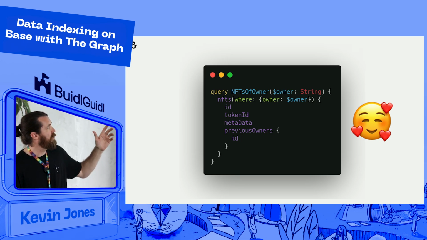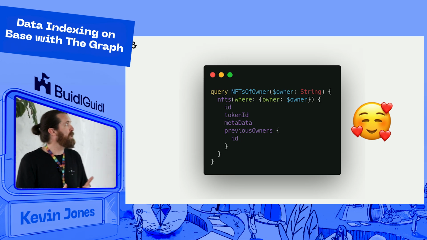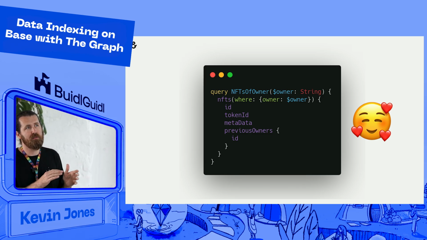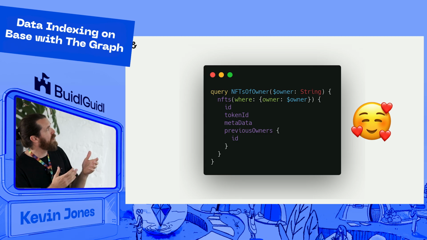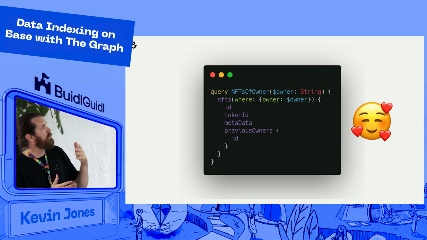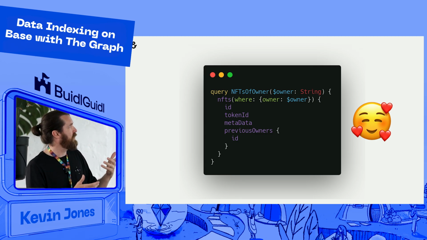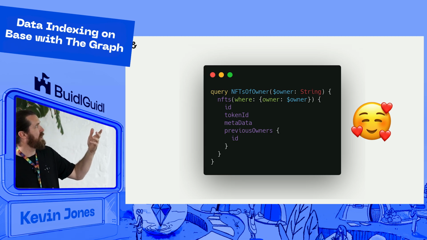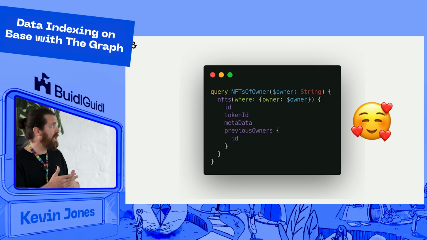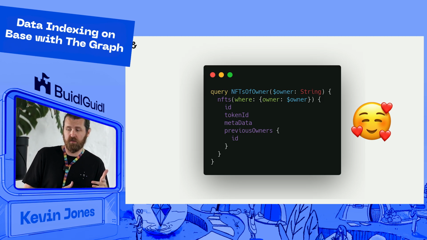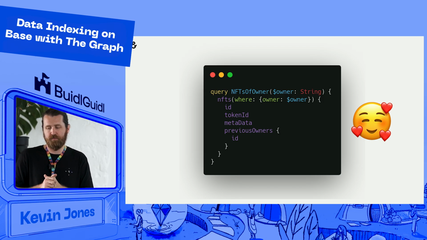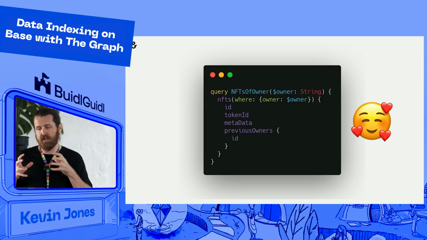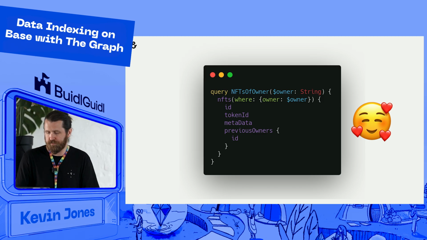If you're not familiar with GraphQL, this is what a query looks like. It's very basic, but it will allow you to specifically query for what you want to get back in your front end. So in this case, we want to get all the NFTs of a specific owner, pass that as a string into the request, and then we can get back all the detailed information like the ID, the token ID, the metadata, and we can also get all the previous owners, which is great because we can keep track of that stuff. And this is all done using GraphQL and Postgres, and it basically does all the work for you.